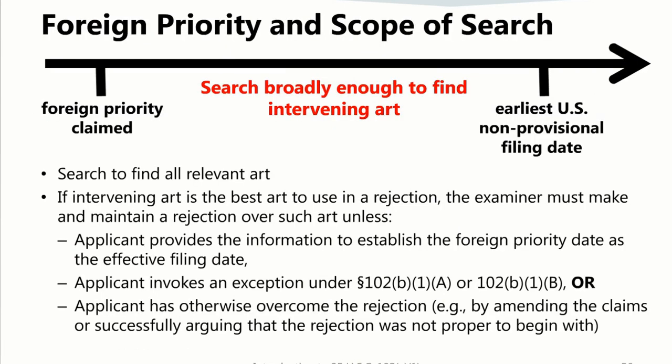I want to reiterate here that when there is a foreign priority claim in your case, you must search for all applicable references, including those we refer to as intervening art. If the intervening art is the best art to apply against the claimed invention, it should be applied and maintained until applicant provides the information to establish the foreign priority date as the effective filing date, applicant invokes an exception under Section 102(b)(1)(A) or 102(b)(1)(B), or applicant has otherwise overcome the rejection, for example, by amending the claims or successfully arguing that the rejection was not proper to begin with.